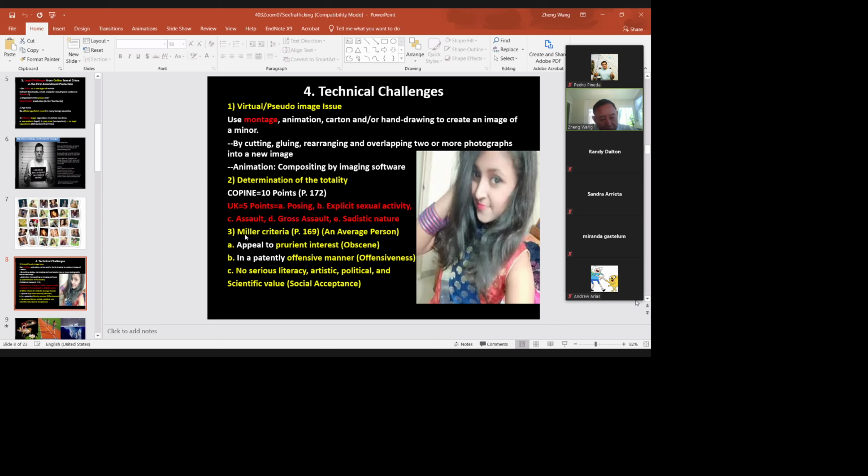Number three is another assault, a kind of assault involved in that picture or that movie or that cartoon. Meaning the act is assaulting, attacking, or just displaying. And then the next one is gross, which means a serious assault. Serious assault of the girls and being displayed with blood. Okay? Then who can tell what is a sadistic nature?